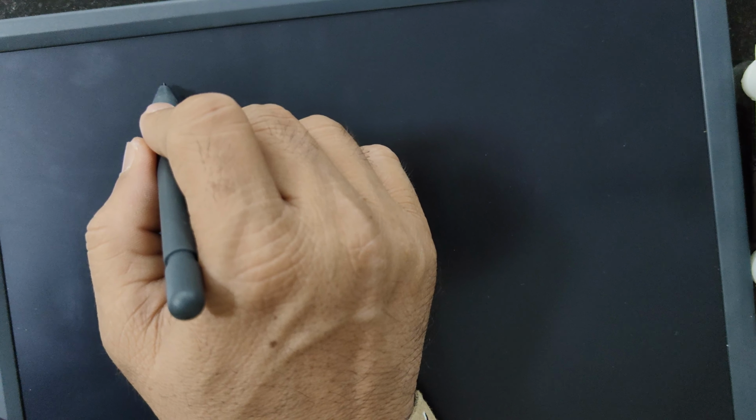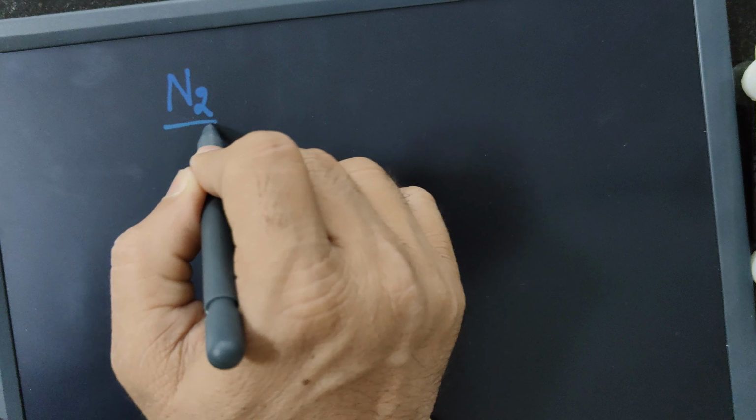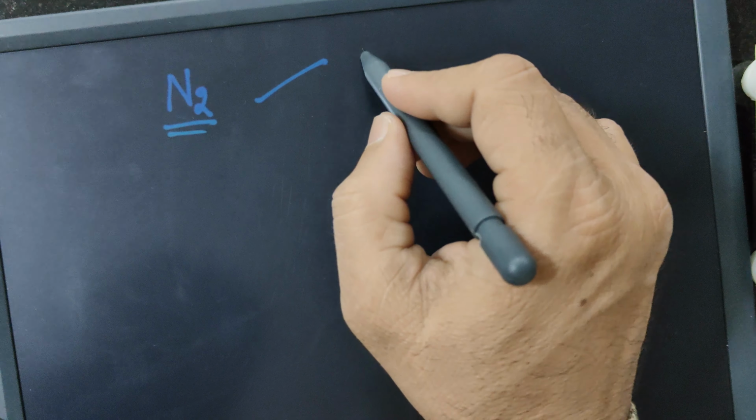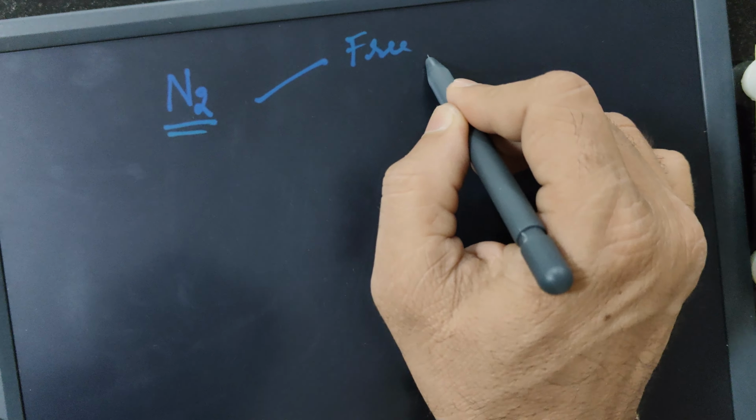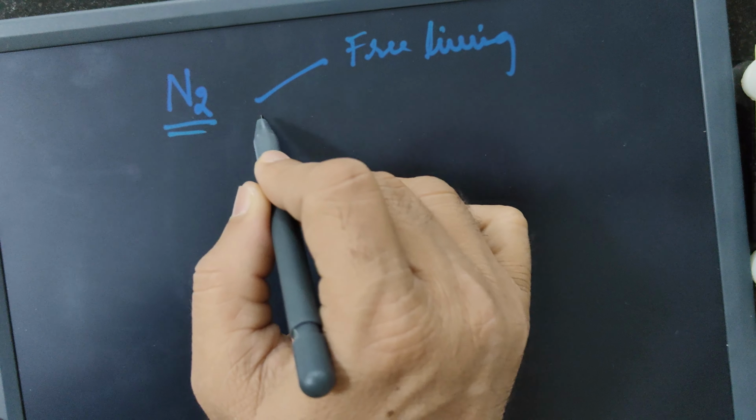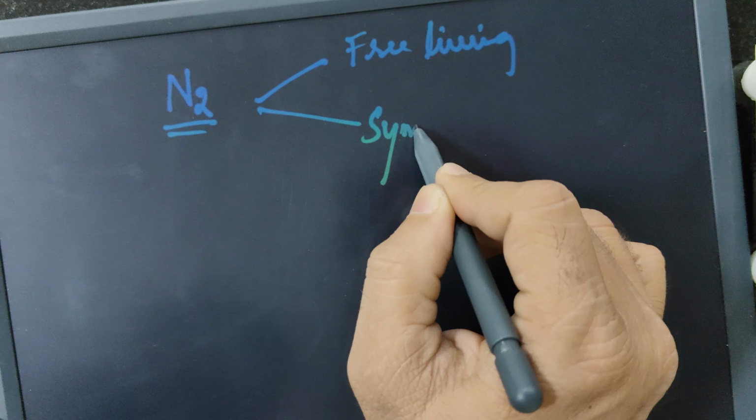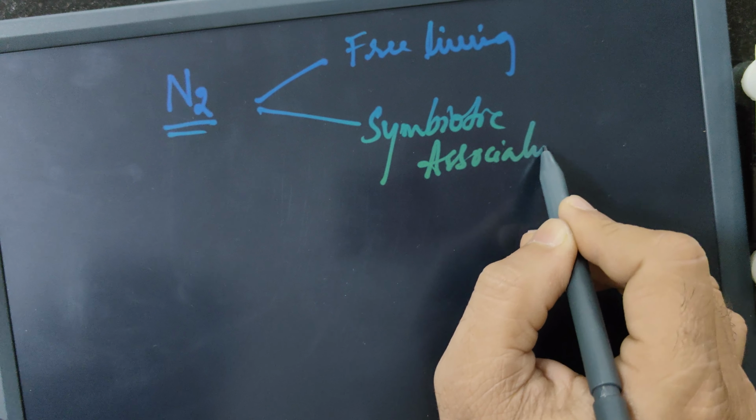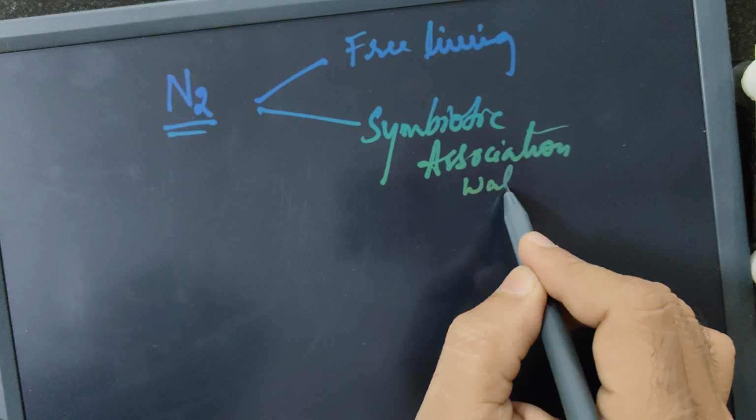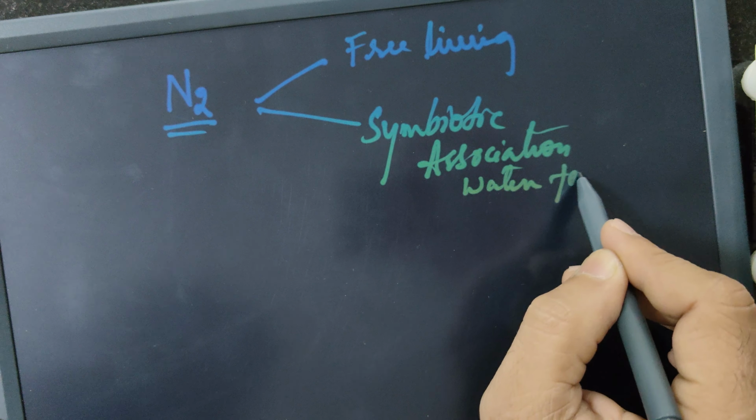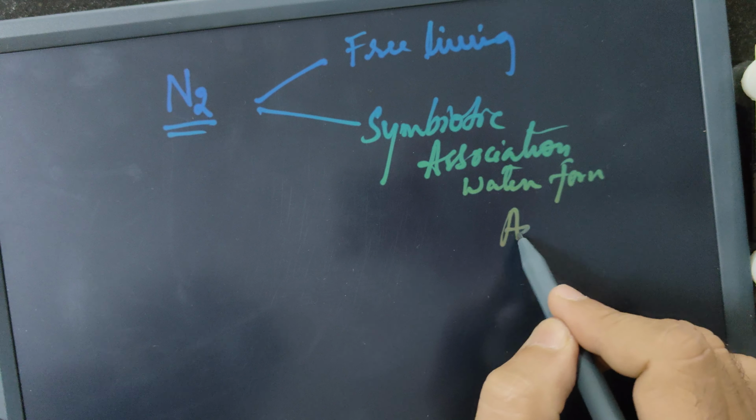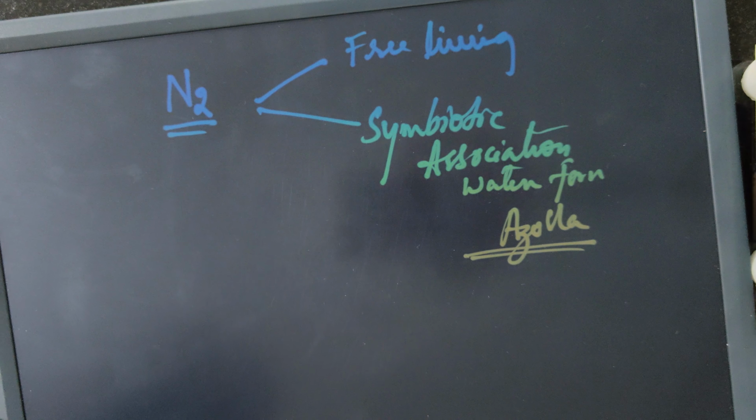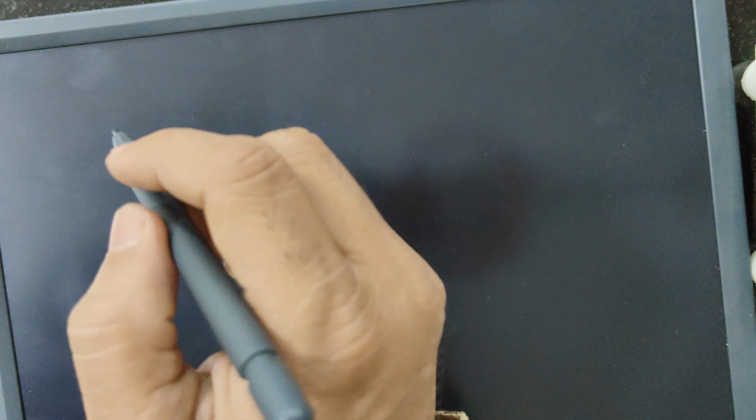Most important is their capacity to fix atmospheric nitrogen, both by free living and by forming symbiotic association with water ferns. Example, azolla. So let us see how this atmospheric nitrogen is fixed by cyanobacteria.